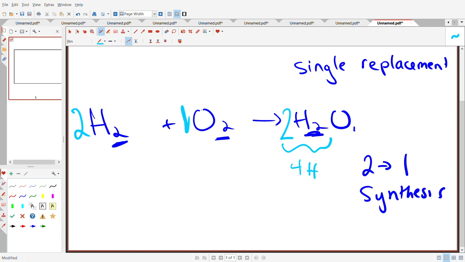And again, you don't have to put the 1 there. I mean, if they asked what's the sum of the coefficients, you would say 2 plus 1 plus 2. But they asked that on the old Regents. They don't ask the sum of the coefficients anymore.